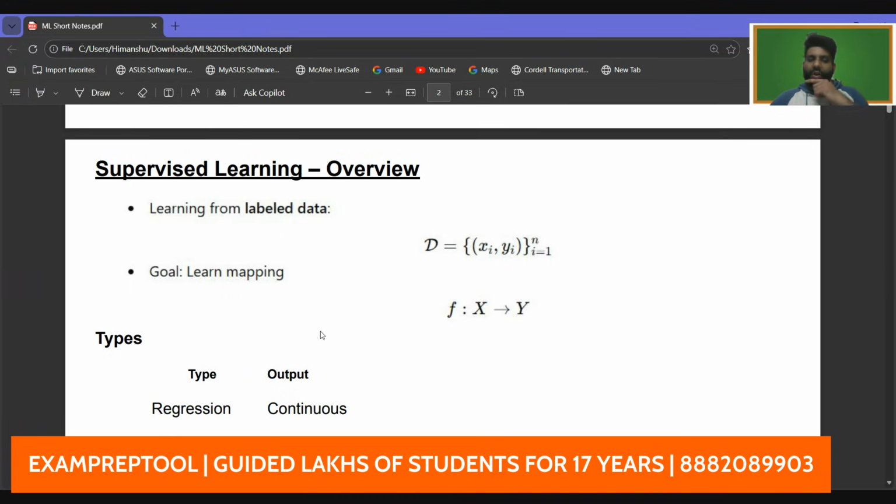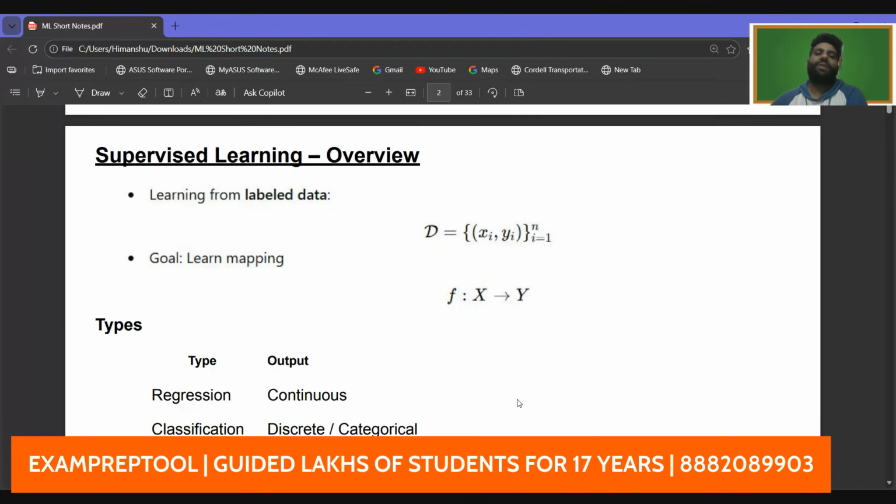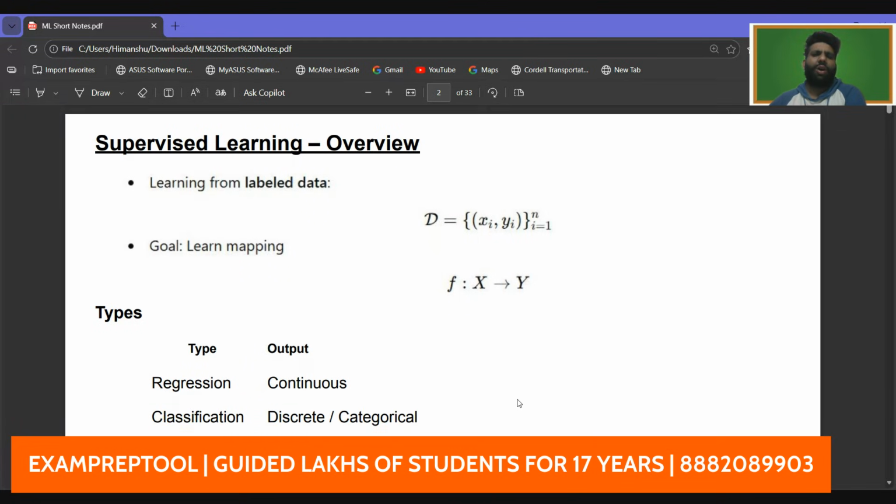Okay, so the goal is always to understand the mapping from x to y, that is, what exactly is that function which helps translate features into my final output, which is generally the label.